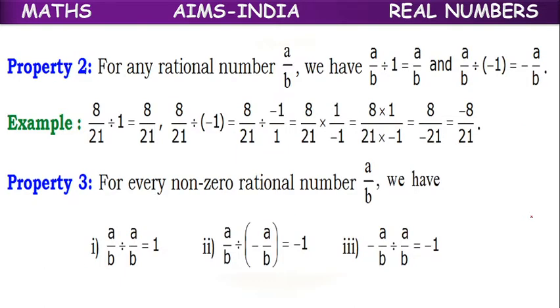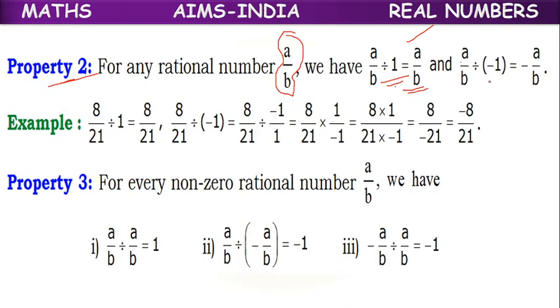So next, property 2. For any rational number a by b, if it is divided by 1, its value will be a by b only.